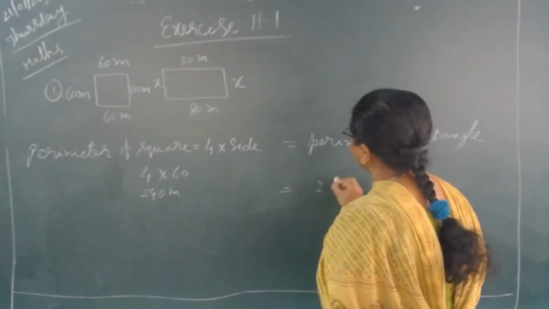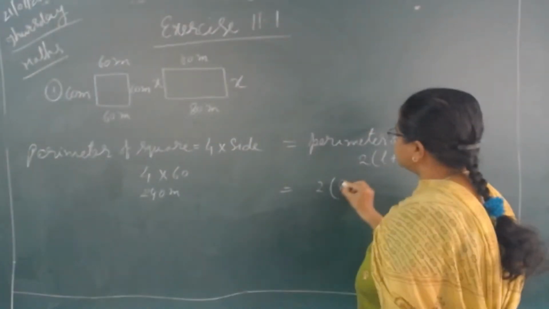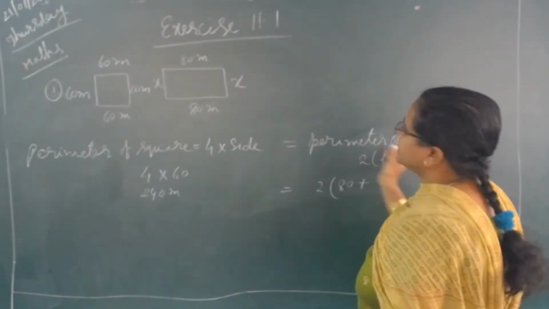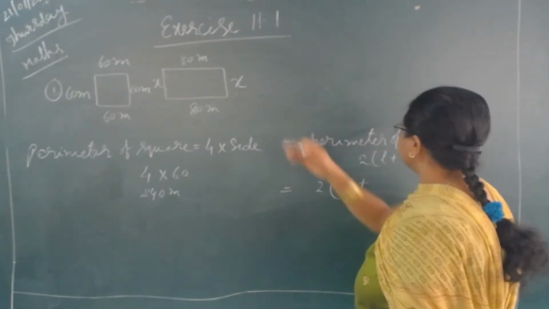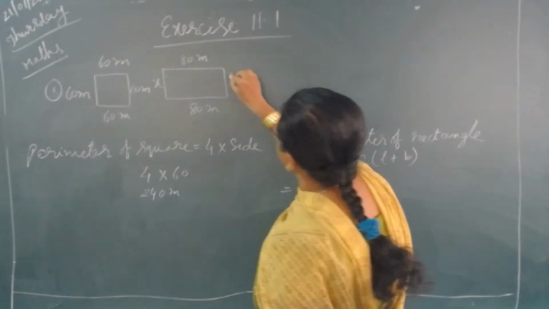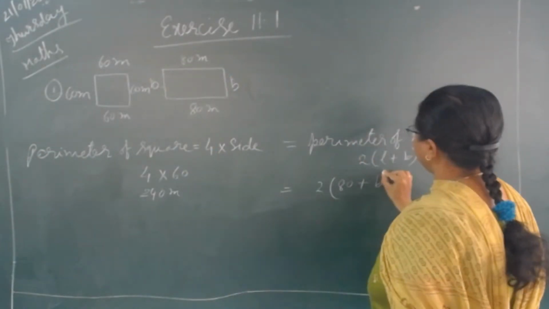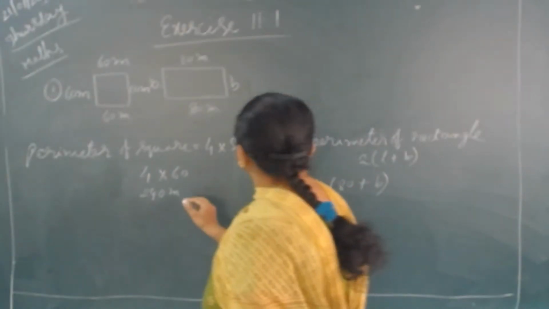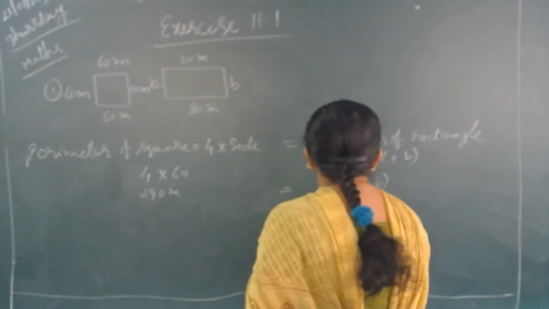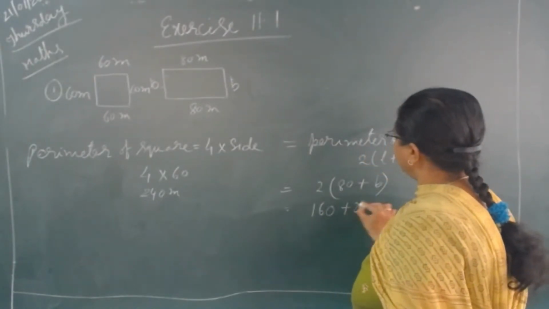That is 2 into, here we know only the length of this rectangle, that is 80 meters. 80 plus, we didn't know the breadth. That's why we have taken breadth as x. Otherwise you can write simply b only here. Right, b means breadth. So 240 is equal to 2 into 80, 160, plus 2 into b, 2b.